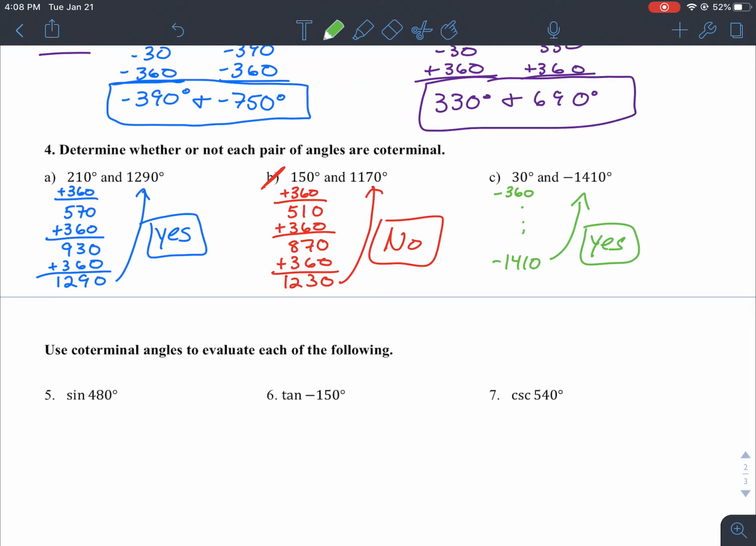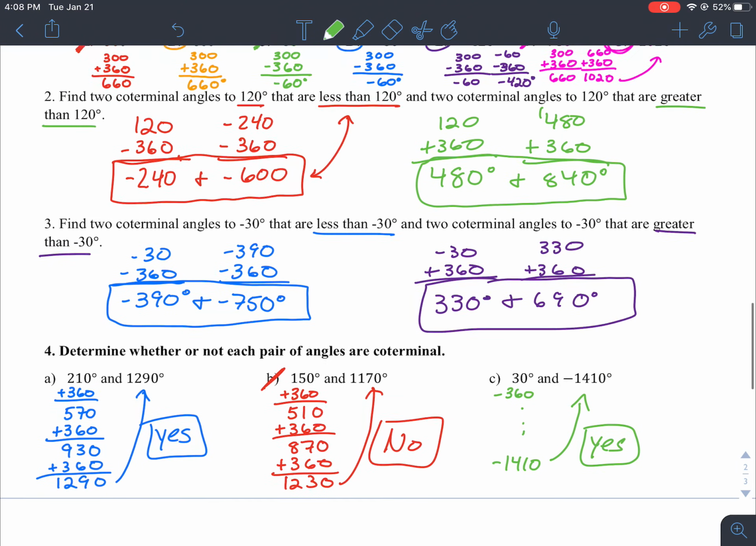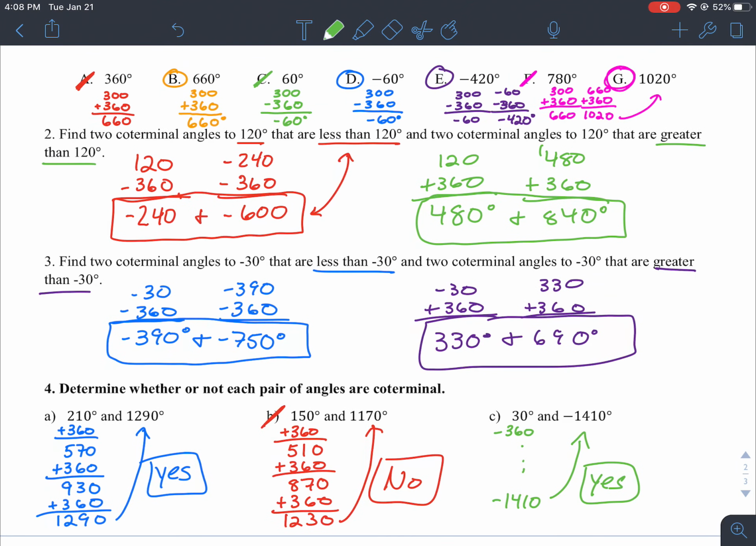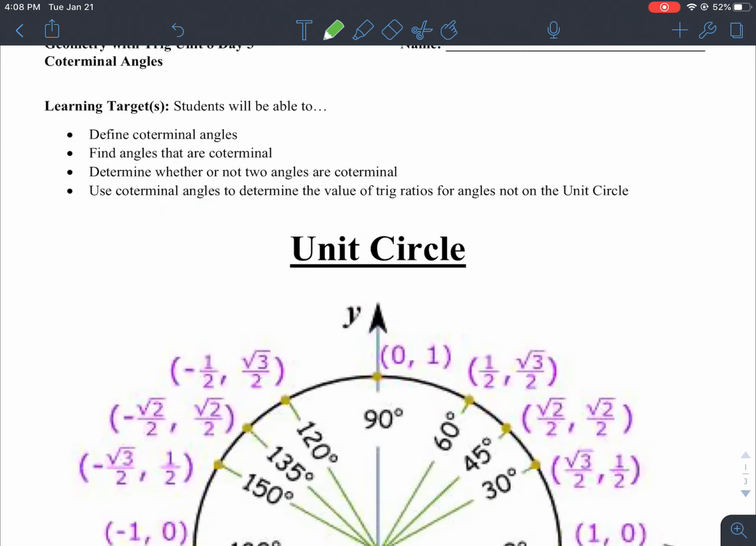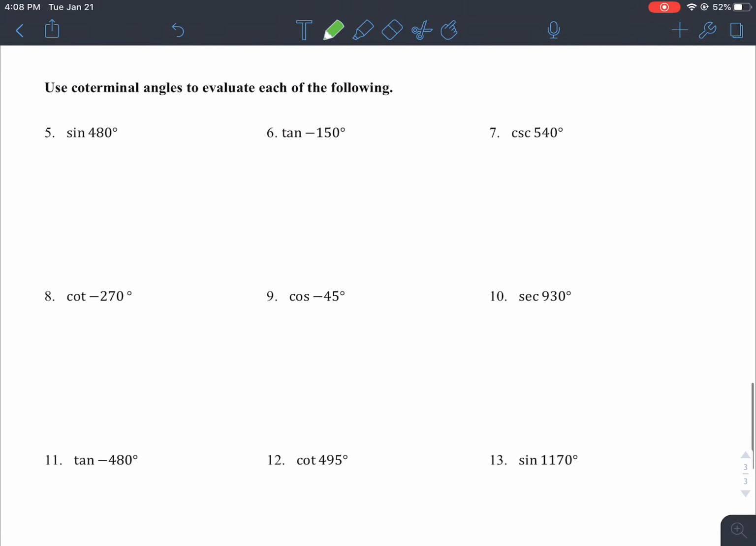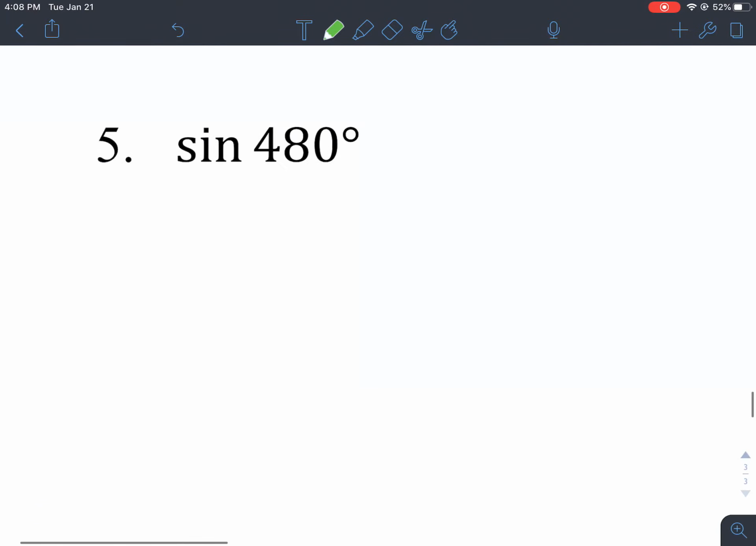Now, all of this leads up to the overall concept of utilizing the unit circle. We really haven't used it for these questions. But now the last thing we're going to want to be able to do is what our last learning target was, which was use coterminal angles to determine the value of trig ratios for angles not on the unit circle. So for example, 480 degrees is not on the unit circle. However, we could find its coterminal angle that is on the unit circle and then use our unit circle to find what that value is.